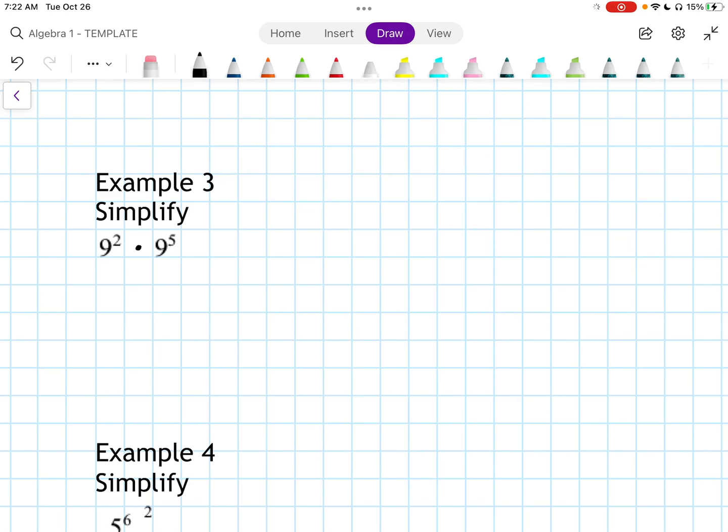Well, those are the same base. They're both the number 9. We can add their exponents. This will be 9 to the 7th, which is some huge number, but I'm just going to leave it as 9 to the 7th.